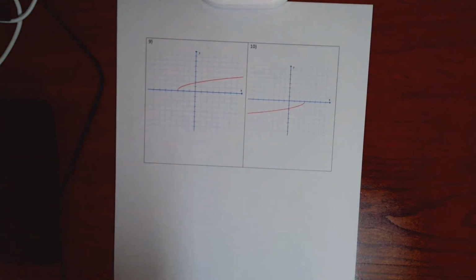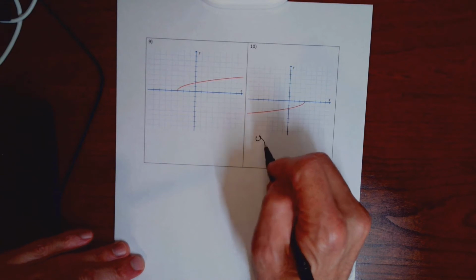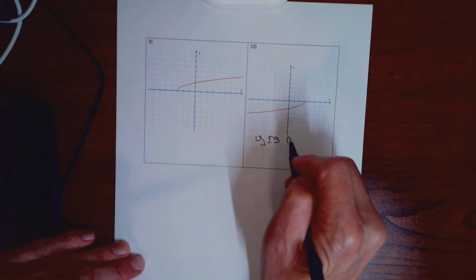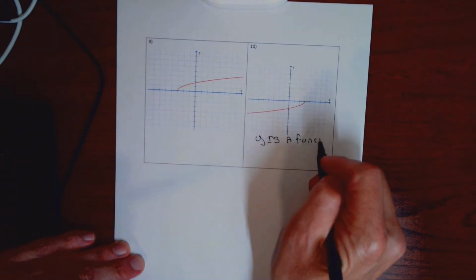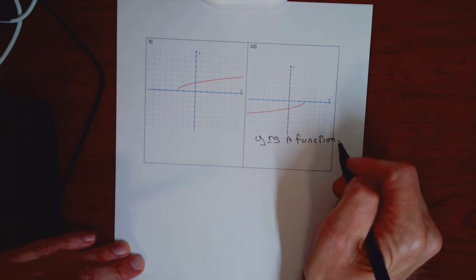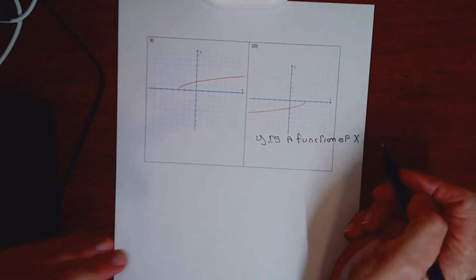Similarly, for number 10, it's going to be y is a function of x. I'm not even going to draw any vertical lines. Hopefully you can see that there is no vertical line that can touch the graph in more than one place.